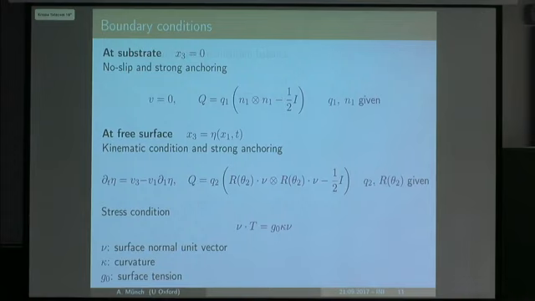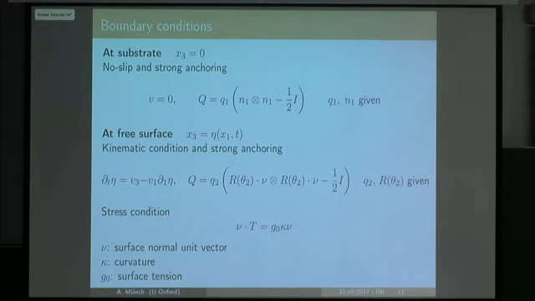The geometry of the problem is highly dominated by interfaces, so you have to worry about those. And of course, if you think of a cell, the area at the substrate is rather complicated, but we will do something very simple here to begin with. So we just assume that there is a no-slip condition at the substrate, and we prescribe the direction of the director field, so we use strong anchoring. At the free surface, we have a kinematic condition, strong anchoring, and we just assume that there is a constant surface tension along the interface.